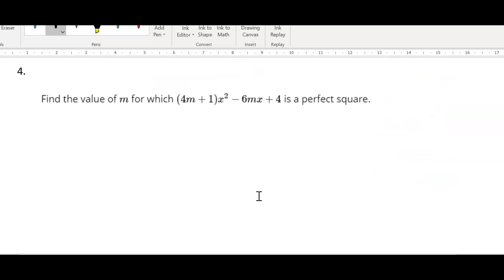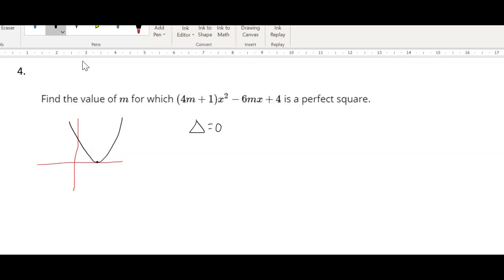All right, so question 4, find the value of m for which (4m + 1)x² − 6mx + 4 is a perfect square. I'll just show you graphically. A perfect square sits on your x-axis, so the turning point sits on the x-axis and we've only got one x-intercept. So that means your discriminant has to equal 0.